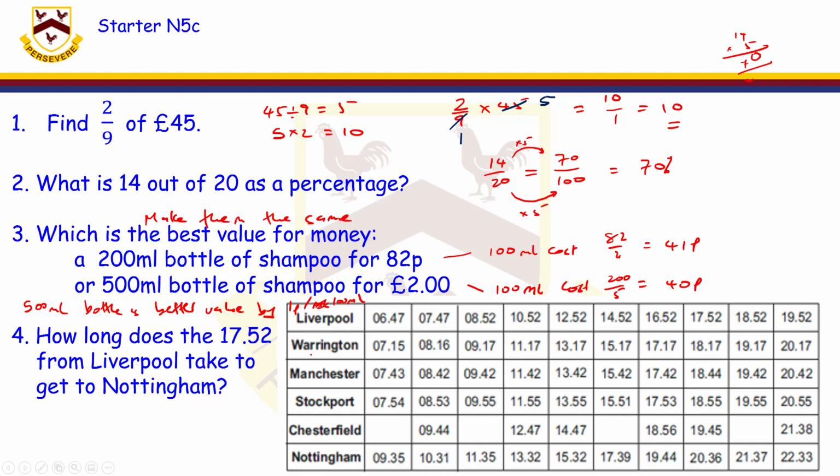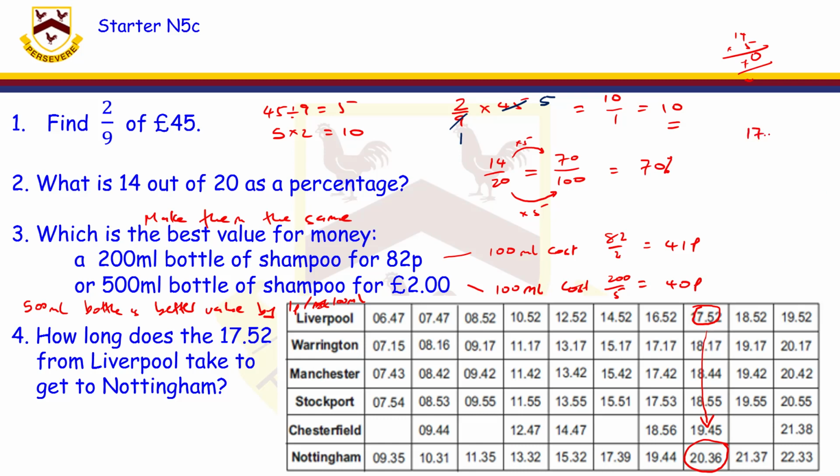Okay, question number 4. How long does a 1752 from Liverpool take to get to Nottingham? Well, 1752, that's from Liverpool. It's going to arrive in Nottingham at 2036. So I've got to go from 1752 to 2036.